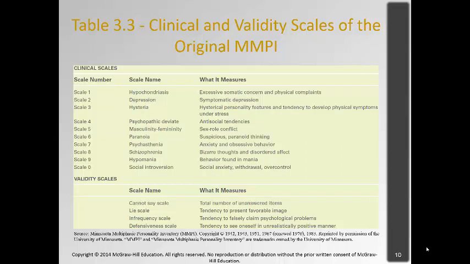So there's hypochondriasis, which is concerns about bodily symptoms, depression, hysteria, psychopathic deviant, masculinity, femininity, paranoia, psychasthenia, which is anxiety and obsessive behavior, schizophrenia, which is bizarre thoughts and disorders, hypomania, behavior found in mania, and social introversion, social anxiety, withdrawal, and over control.